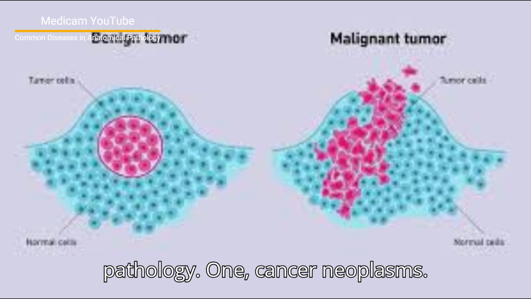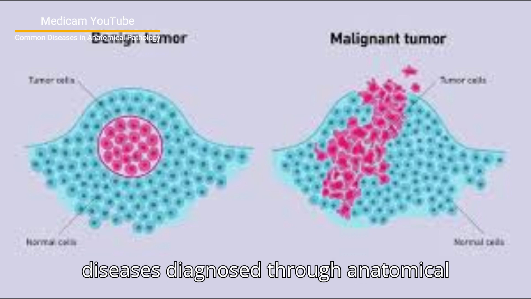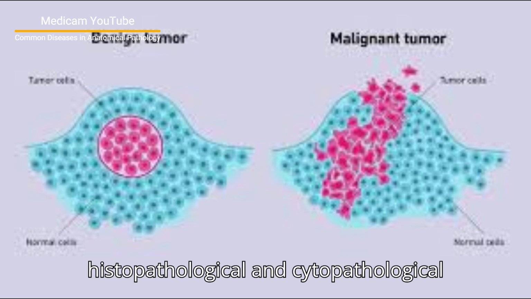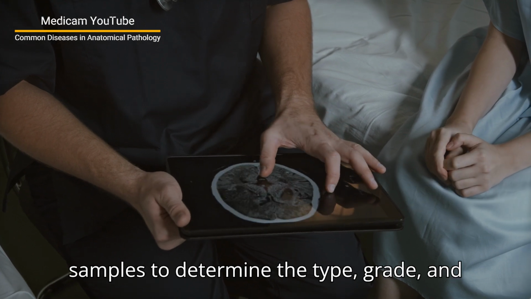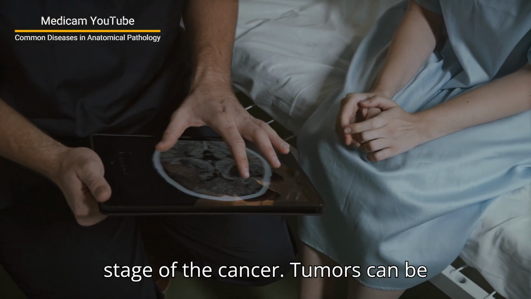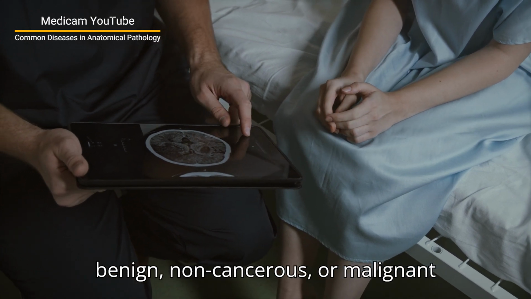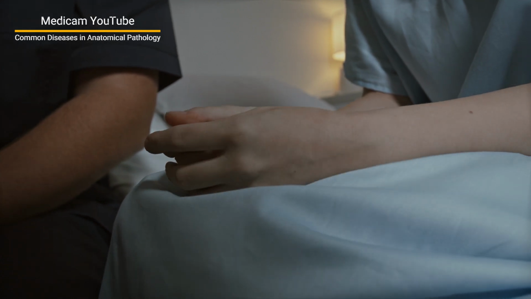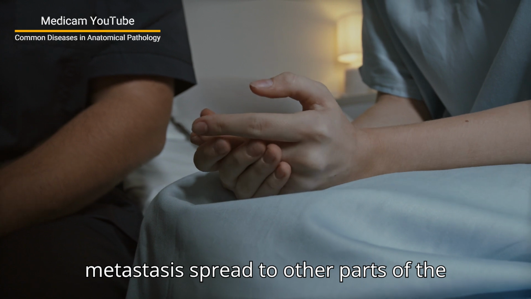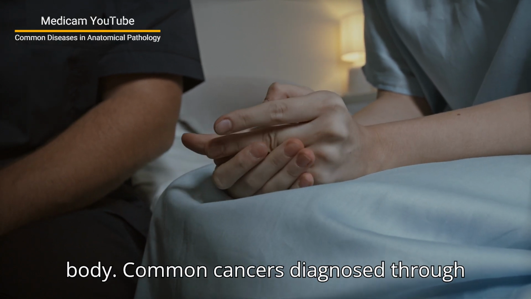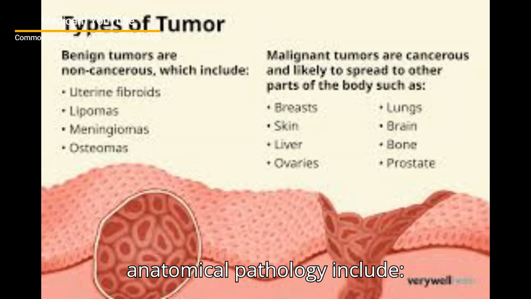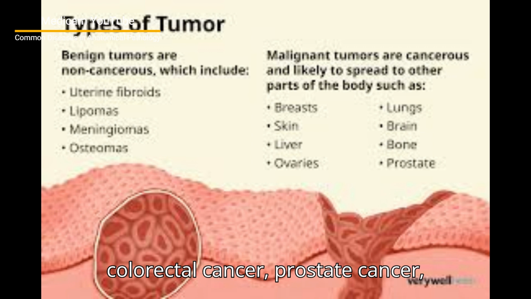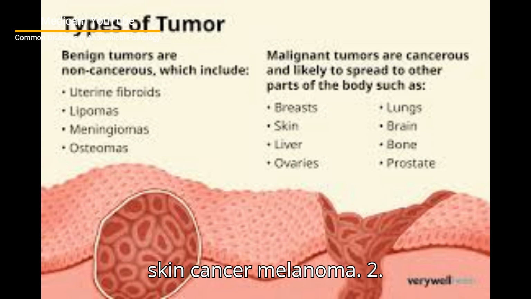1. Cancer neoplasms. Cancer is one of the most significant diseases diagnosed through anatomical pathology, particularly through histopathological and cytopathological methods. Pathologists examine tissue samples to determine the type, grade, and stage of the cancer. Tumors can be benign (non-cancerous) or malignant (cancerous), and histopathology helps in identifying the cellular abnormalities, invasion into surrounding tissues, and metastasis (spread to other parts of the body). Common cancers diagnosed through anatomical pathology include breast cancer, lung cancer, colorectal cancer, prostate cancer, skin cancer, and melanoma.